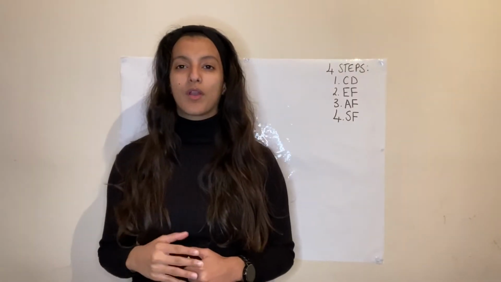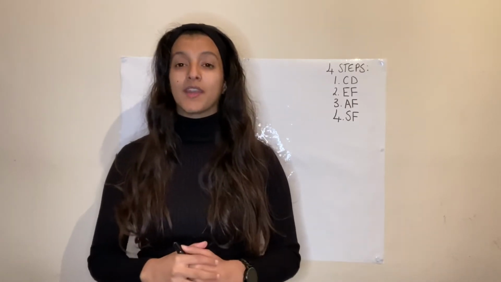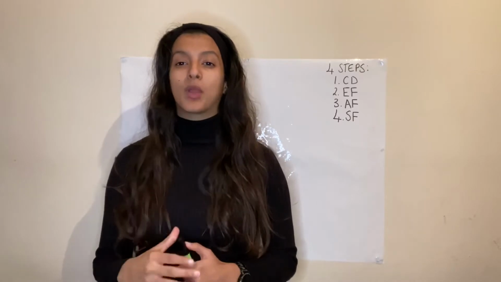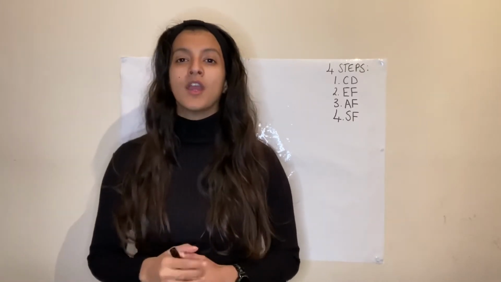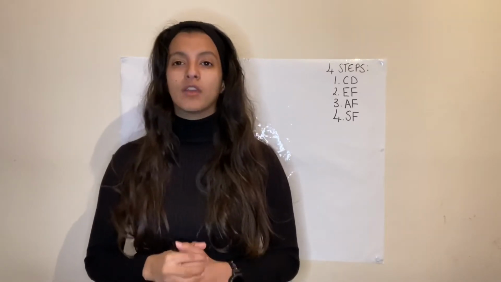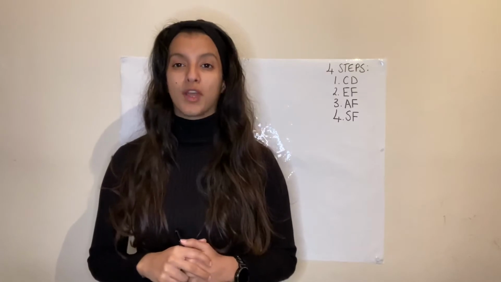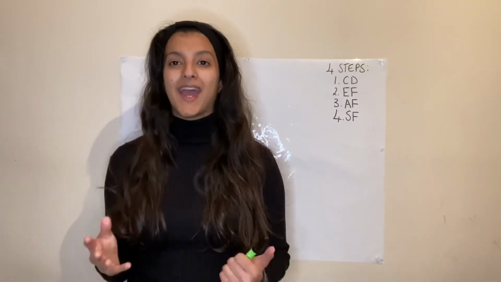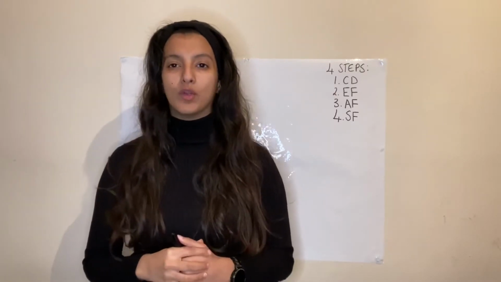Today, we are going to be looking at adding fractions that have different denominators. Now, this is a tricky concept to grasp, so I'm going to make it easier for you by giving you 4 steps for your success. Step number 1, find the common denominator. Step number 2, find your equivalent fraction. Step number 3, add your fractions together. And step number 4, simplify your fractions.